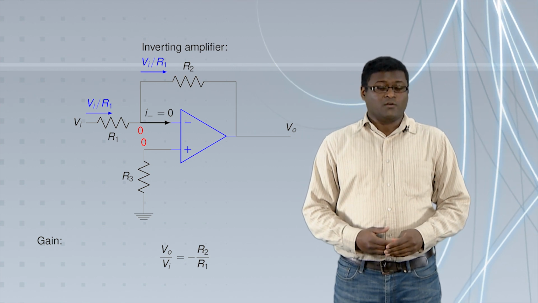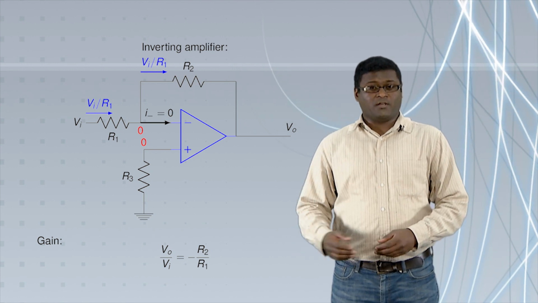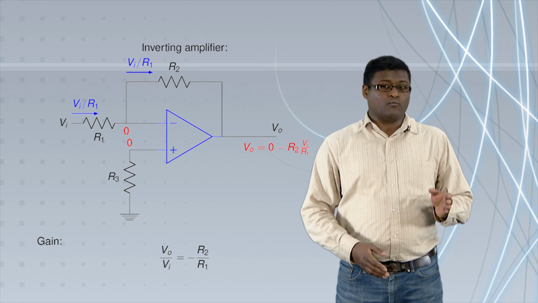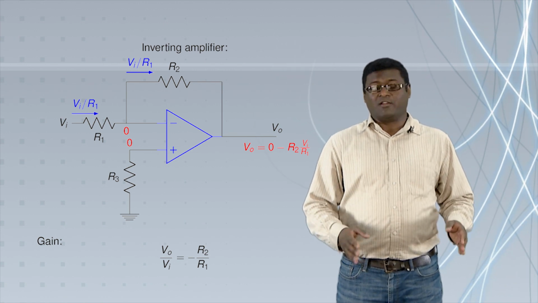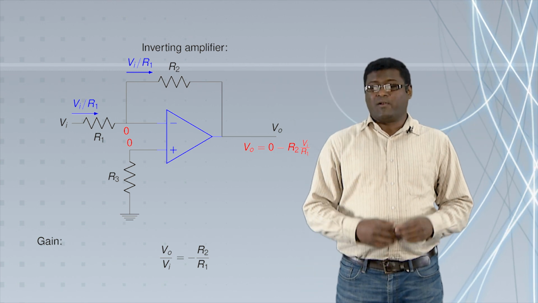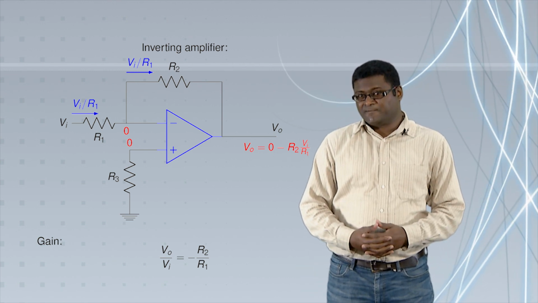This means the voltage at the output Vo is given as 0, that is the voltage at the non-inverting pin, minus the drop on the resistor R2. You plug in the values and you get your result.